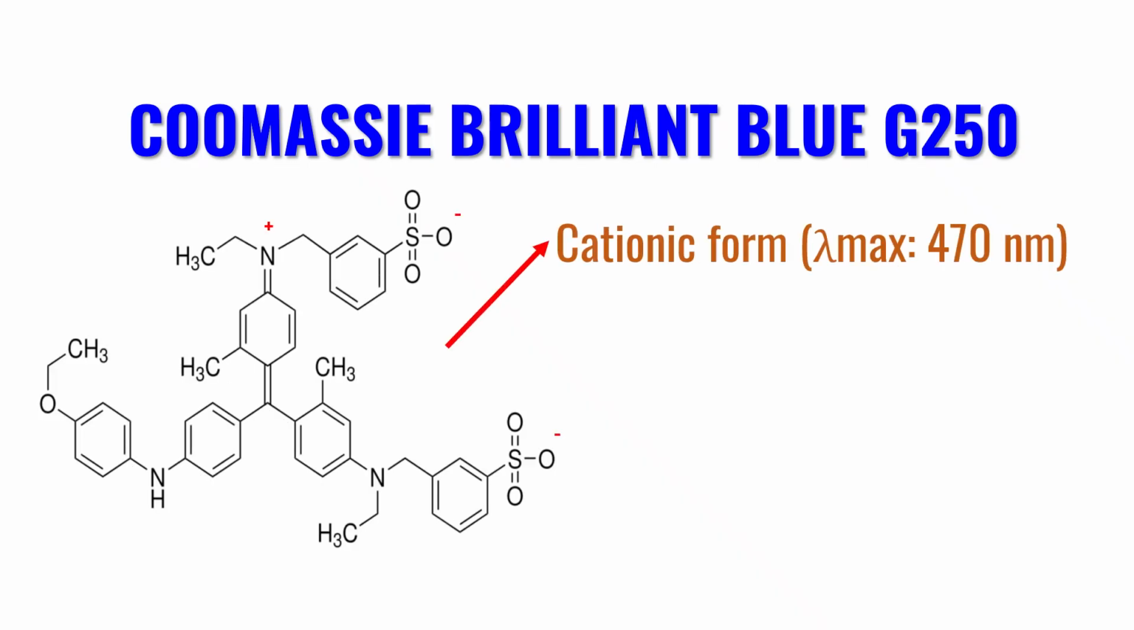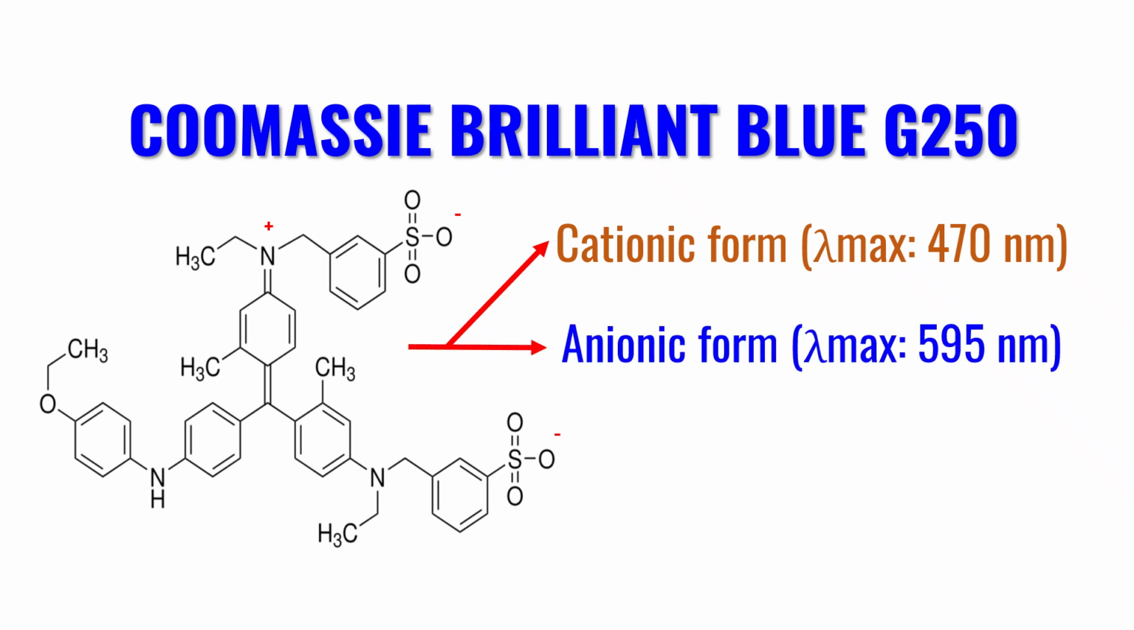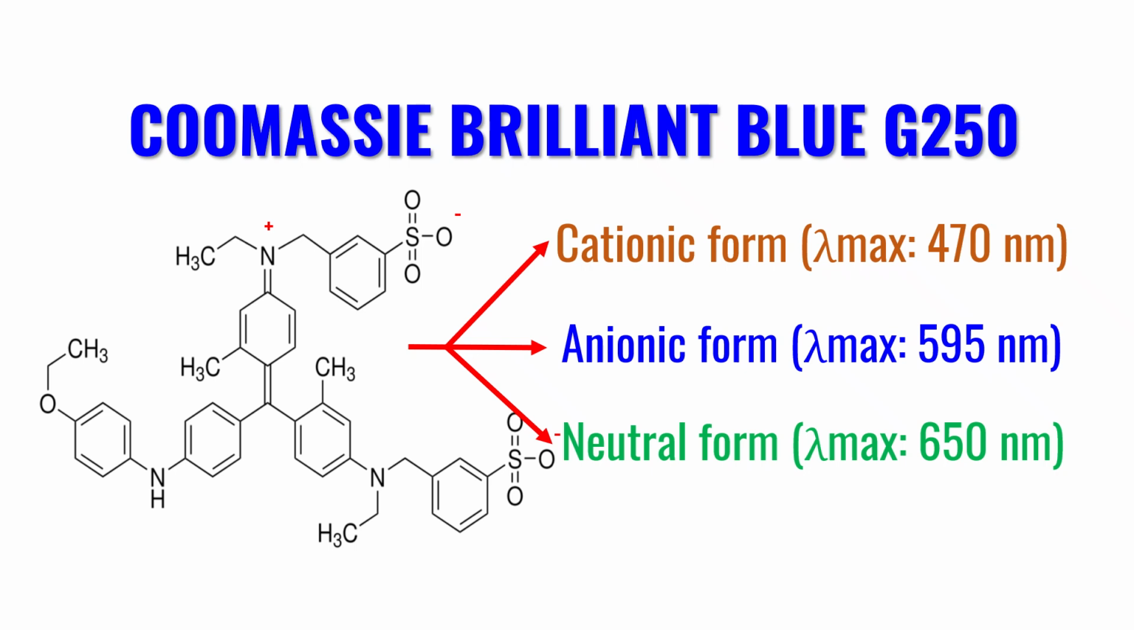It exists in three forms. The first one is the cationic form, depending on the pH. The cationic form is reddish, greenish reddish, and the second one is the anionic form. It gives a pure blue color, and it is the bound form. When the dye binds with the protein, it becomes bluish in color. It is the anionic form. The third one is the neutral form, which is green in color. It is the form at the neutral pH.